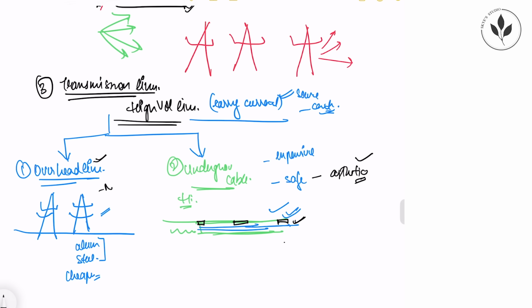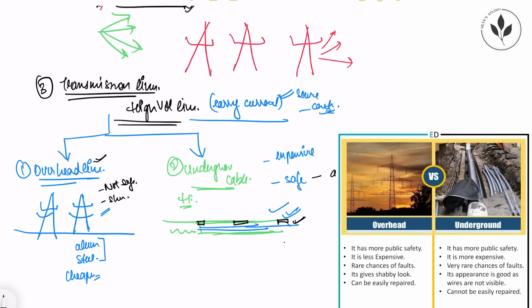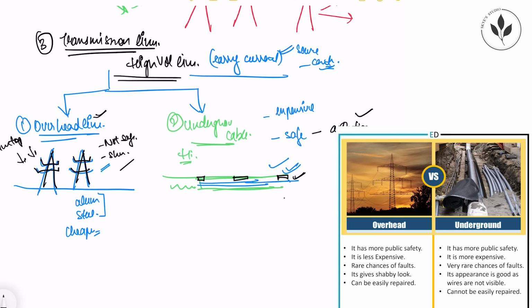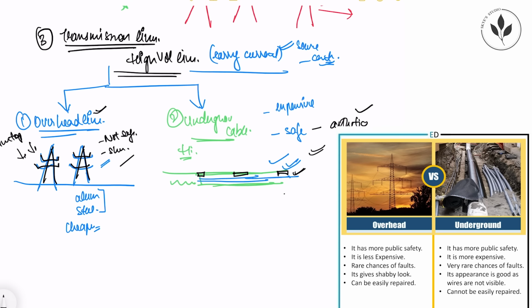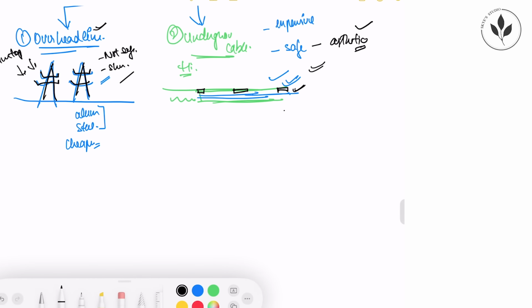On the other hand, the overhead lines are not safe. You can get short circuits. Even the regular wear and tear due to atmosphere can affect the lines and your transmission meters. So overall this is cheaper, but not preferred, and it will obviously depend on the budget of the government which option to take.